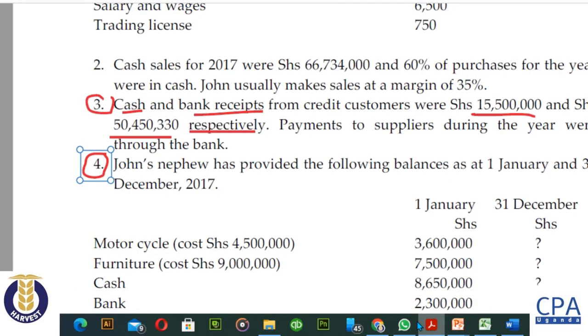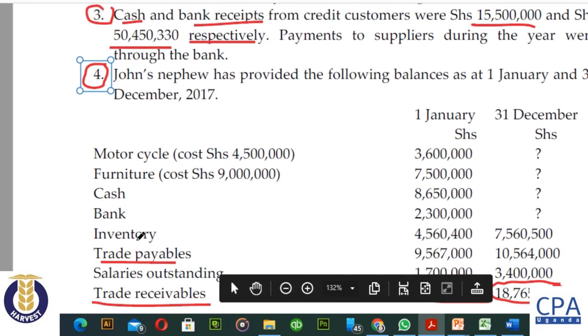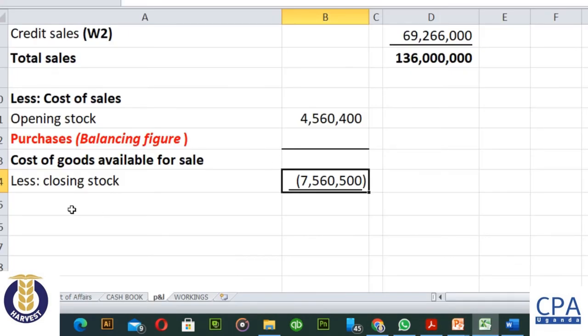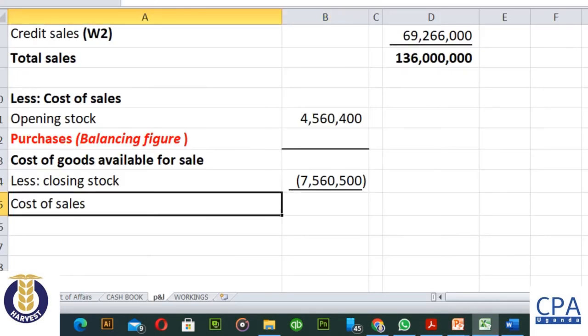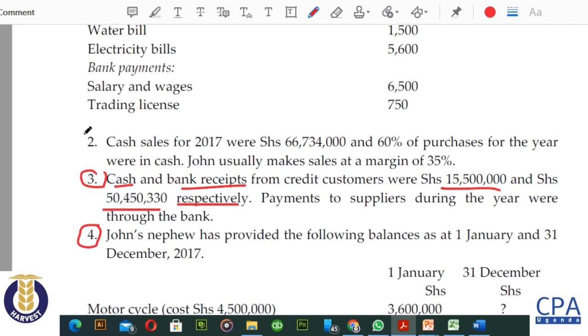When you look at our question here, we are given the closing inventory as 7.5 million. So these ones we have, no worries. So it means that I need the cost of sales. These are unknown. Okay, good enough. In note number 2, we are told that John usually makes sales at a margin of 35%.